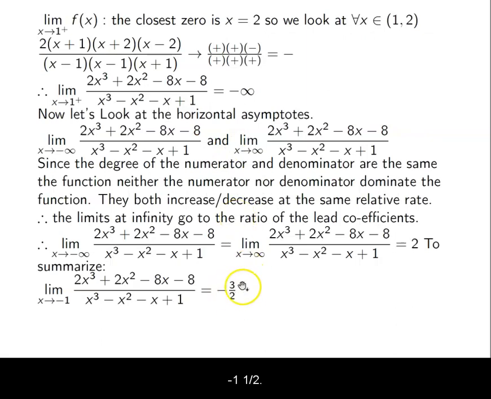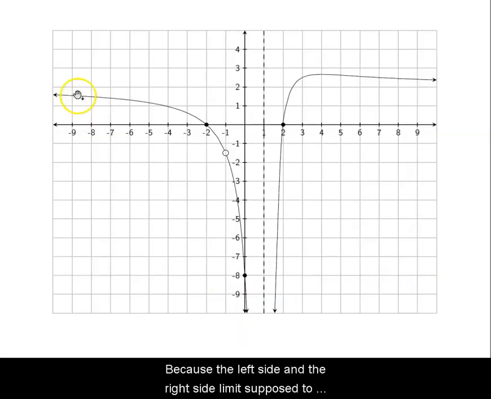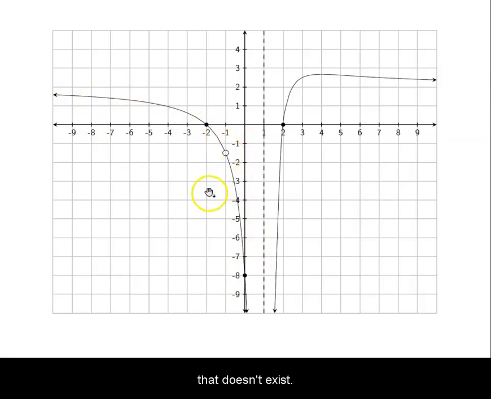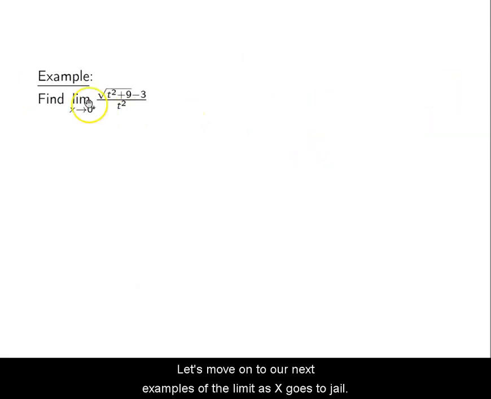Okay, -1.5. Because the left side and the right side limits both agree, they both go to the same point. There's just a spot here that doesn't exist. Okay. My long run behavior, I approach 2. My long run behavior, I approach 2. Let's move on to our next example.